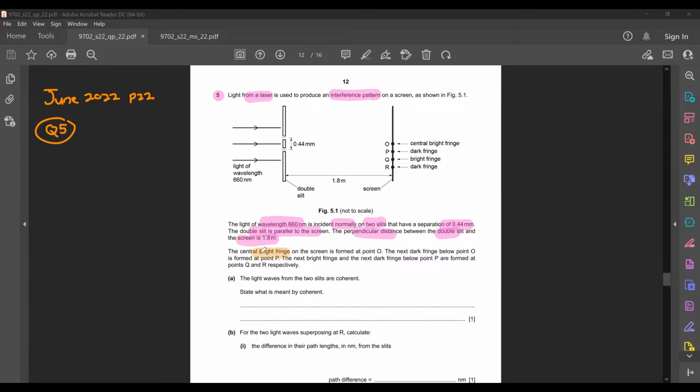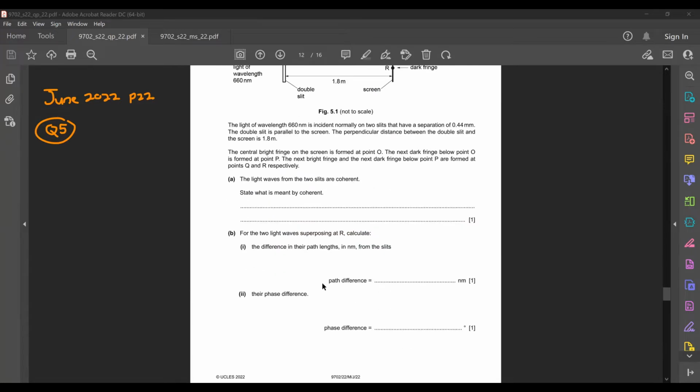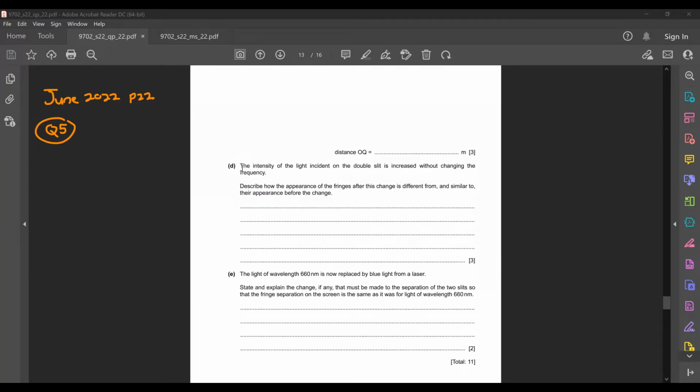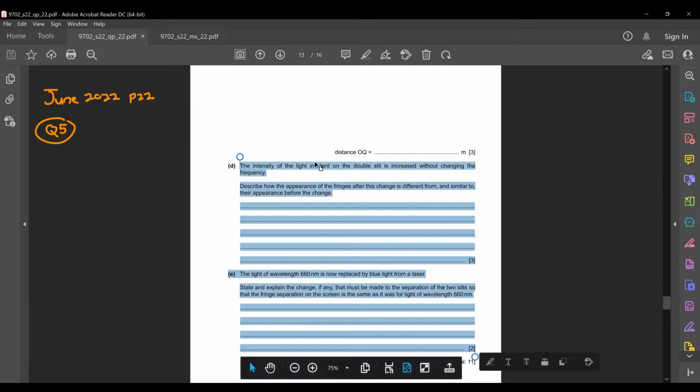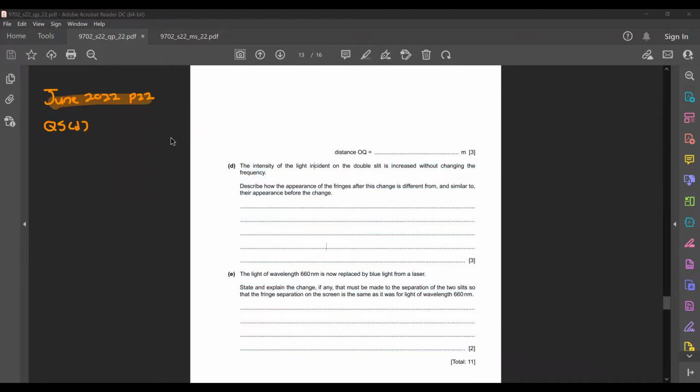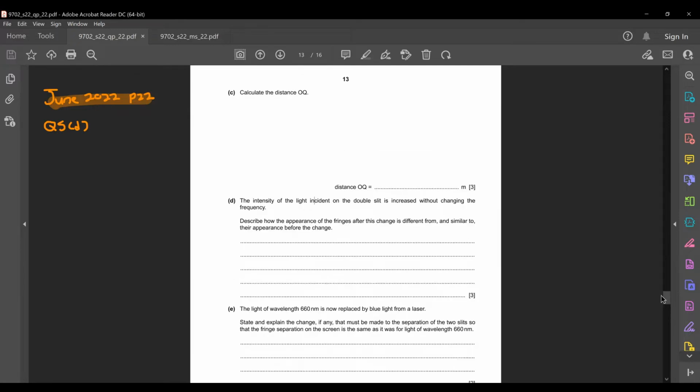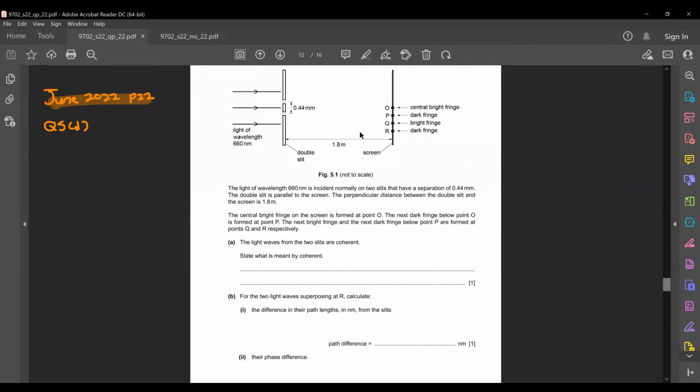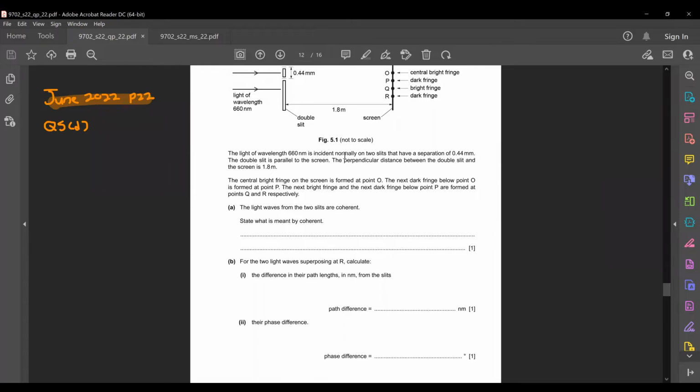The central bright fringe on the screen is formed at point O. The next dark fringe below point O is formed at point P. The next bright fringe and the next dark fringe below point P are formed at points Q and R respectively. So the one that I want to go through is the state and explain part from part D onwards. Now here, based on what I mentioned just now, this one is actually a double slit. So this question here is concerning a double slit.